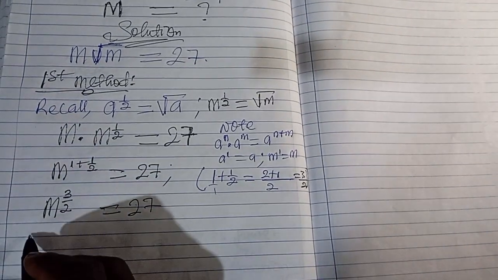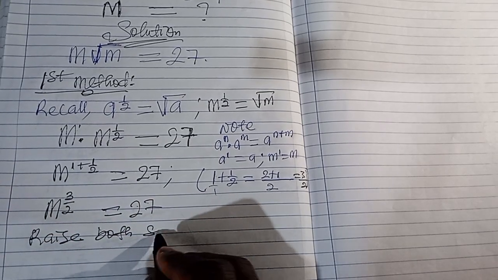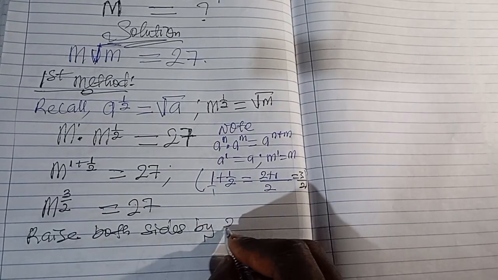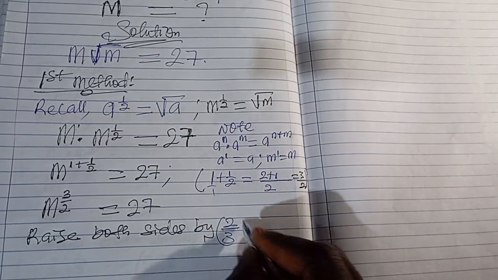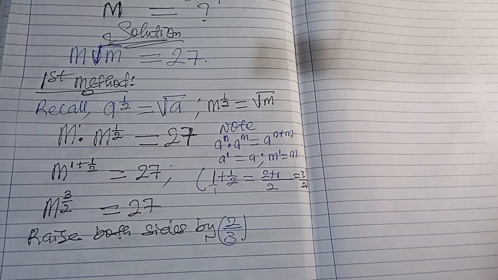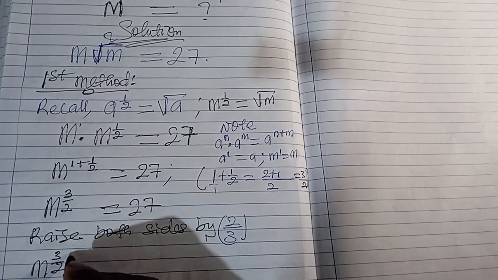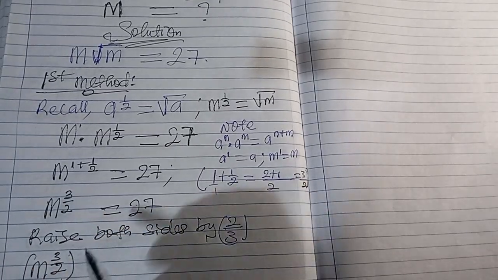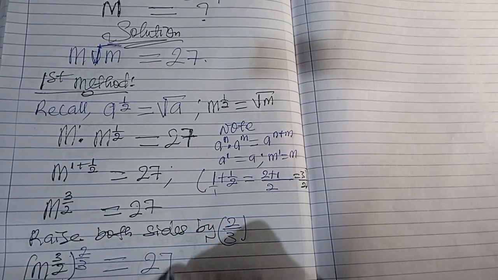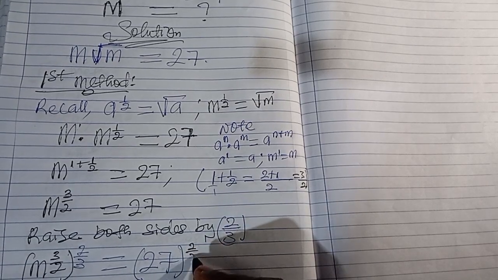Okay. Raise both sides by 2 over 3. Okay, that is the inverse of this power. So we raise it in order to find m. We can now have m raised to power 3 over 2, all raised to power 2 over 3. This will give us 27, all raised to power 2 over 3.